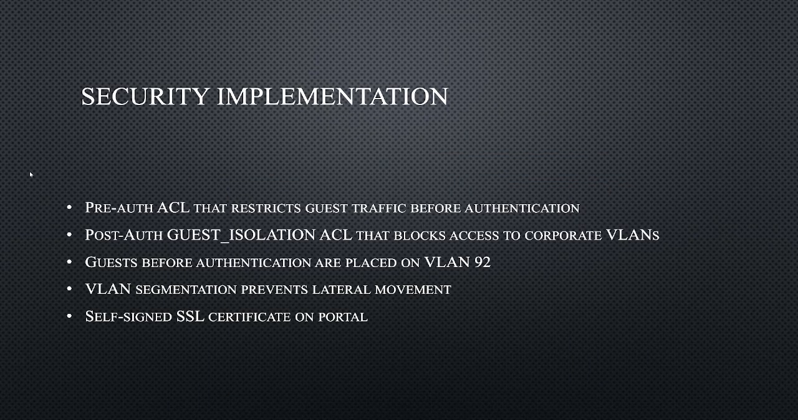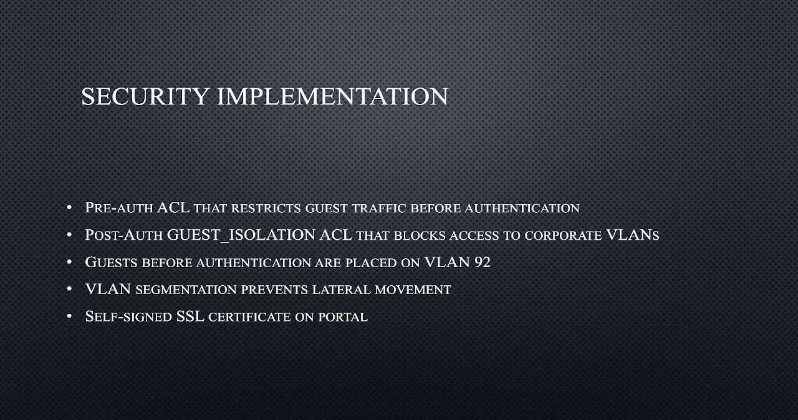Alright, so now I just kind of want to talk about the security implementation. To actually make this work, I created two ACLs. I created a pre-auth guest ACL, and basically that's going to restrict what unauthorized guests can access, and it only allows DNS and DHCP traffic to go through to the portal server. And after that authentication happens, I made a post-auth guest isolation ACL.